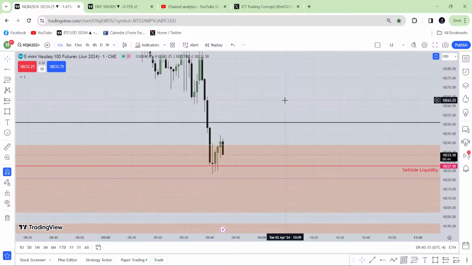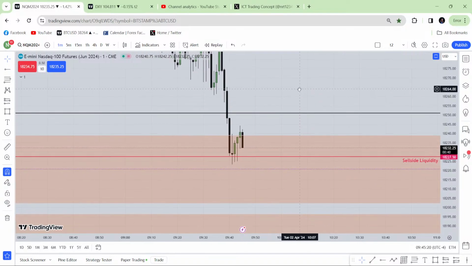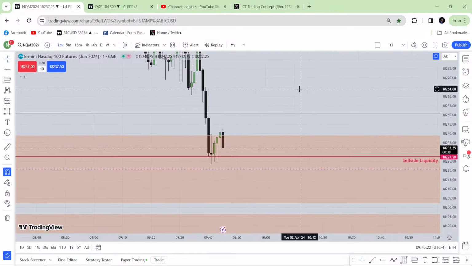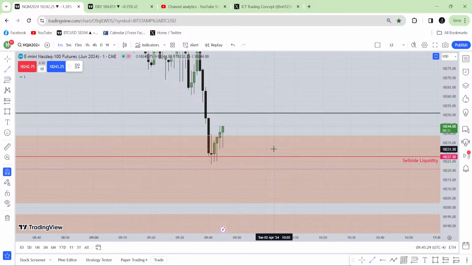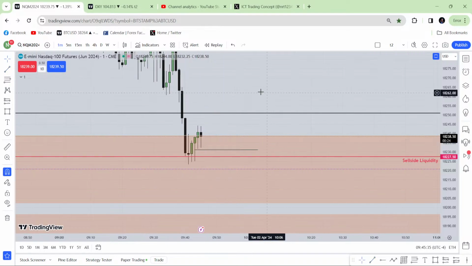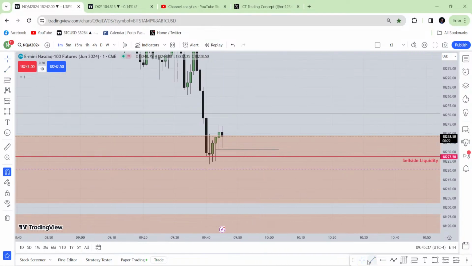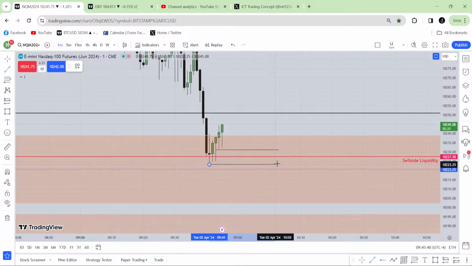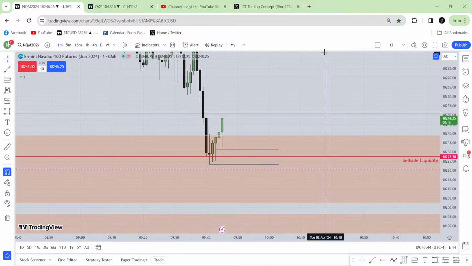Just a second, okay, I need to finish reading the price action first. What would it really love to do? Really go higher, or would it really love to go lower?